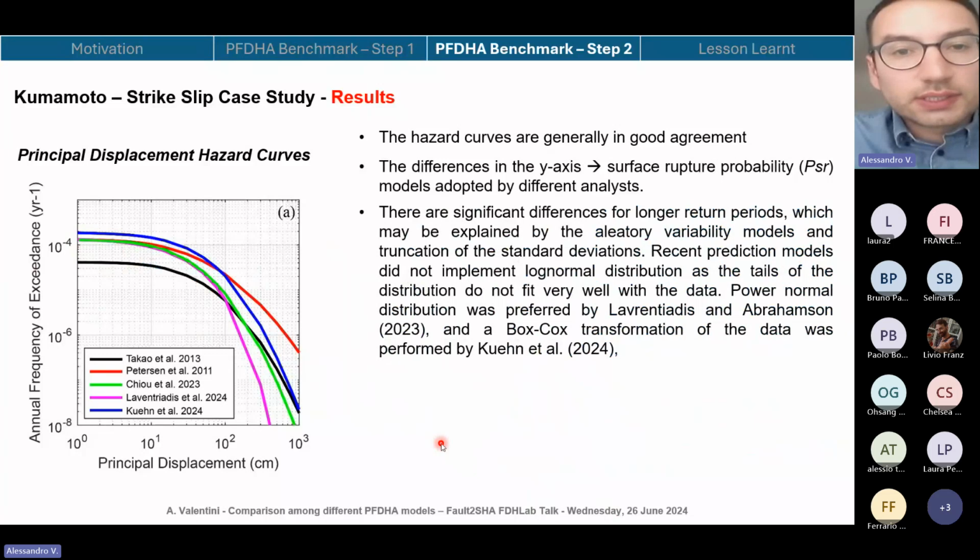So when we talk of PFDHA, probably you already know, but it's just a reminder. We have one part of the equation that is given by the occurrence rate of the source, the activity rate, and then we have one part for the principal faulting, and one part of the equation for distributed faulting. And in both cases, we can split this into two other parts. One we can call the surface rupture probability model, and the other one is the fault displacement model.